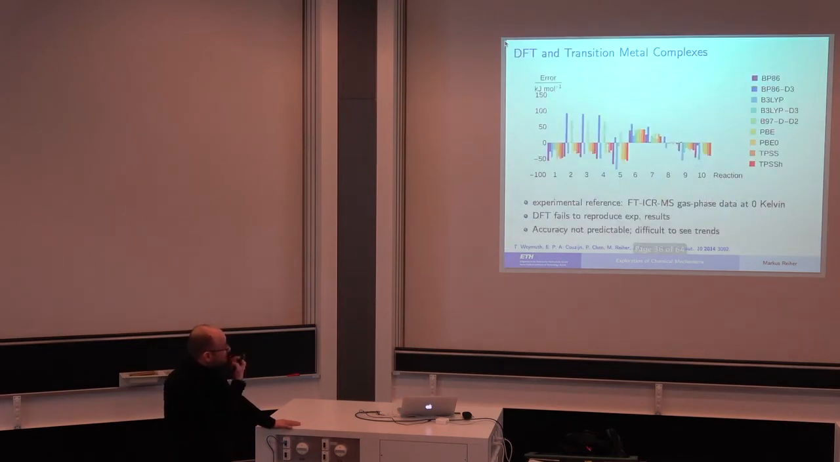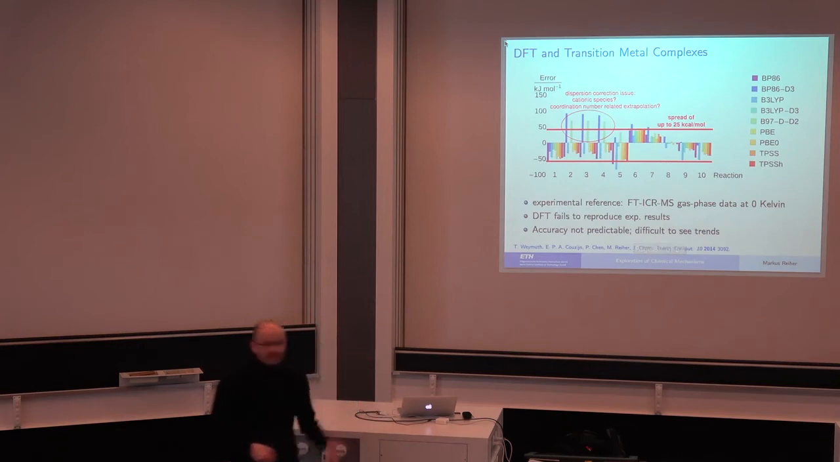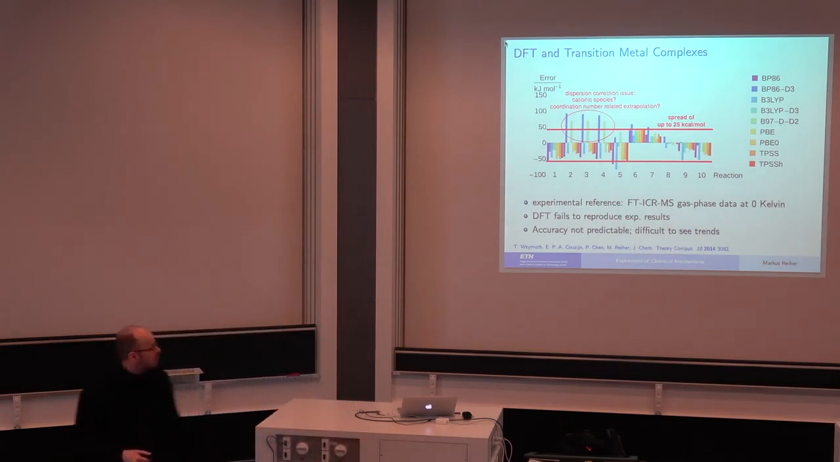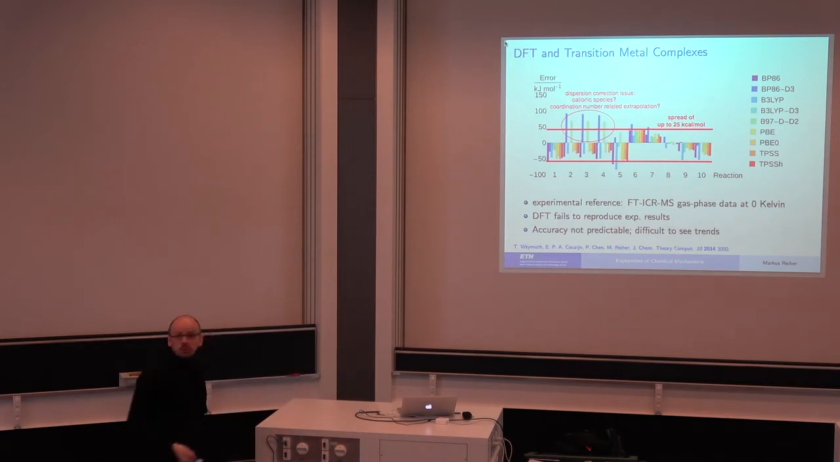Now when we do this for standard functionals, as you can see here on the right, this is what we get. This is in kilojoules per mole, and you get a scatter of plus minus 50 kilojoules per mole. So the spread here is 25 kcal per mole. It's huge. We see some difficulties here with dispersion-corrected functionals, which we actually don't understand. But the point is, even if we ignore these, we see that there is this huge spread of 25 kcal per mole. And of course, we were not the first to see this.